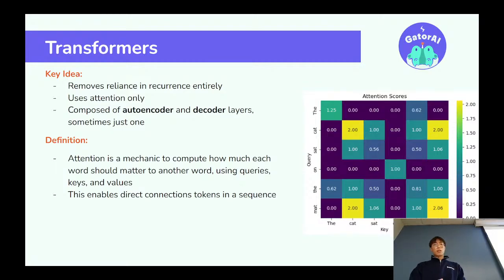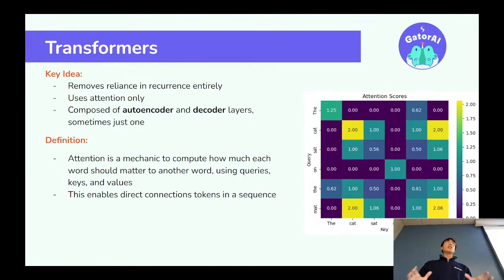All right, so let's define what attention actually is here. Attention is the key mechanism used in transformers, and it's used to compute how much each token in a sequence, or in most cases each word in a sentence, should matter to another word in the sentence, using something called queries, keys, and values. This enables direct connections between tokens in a sequence.